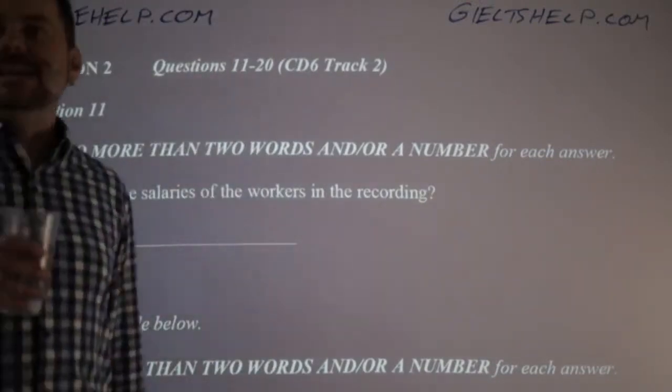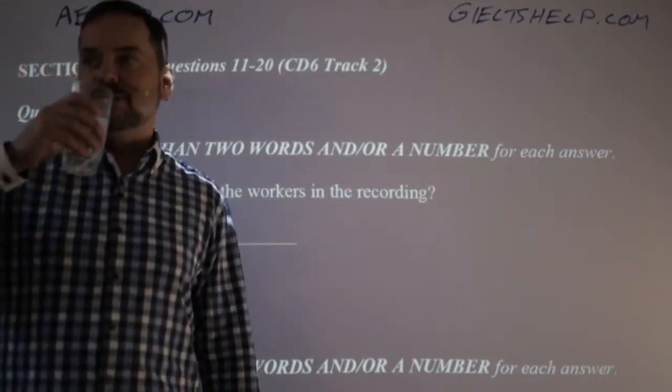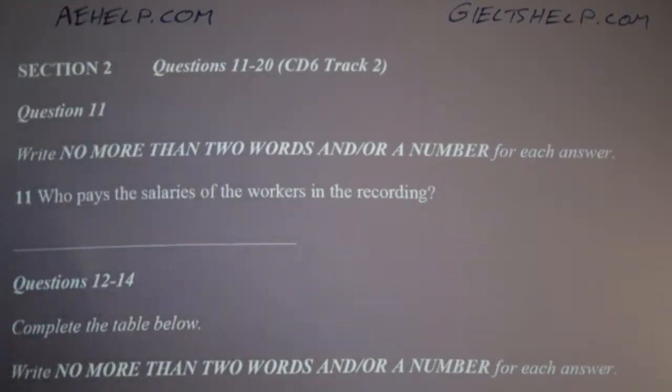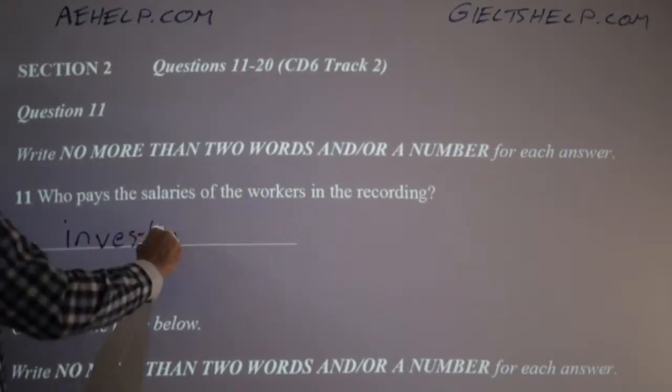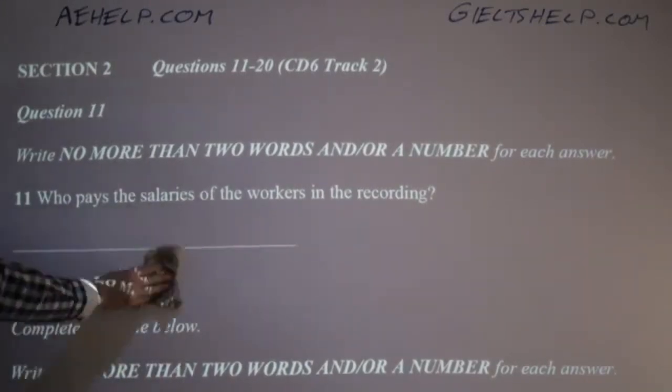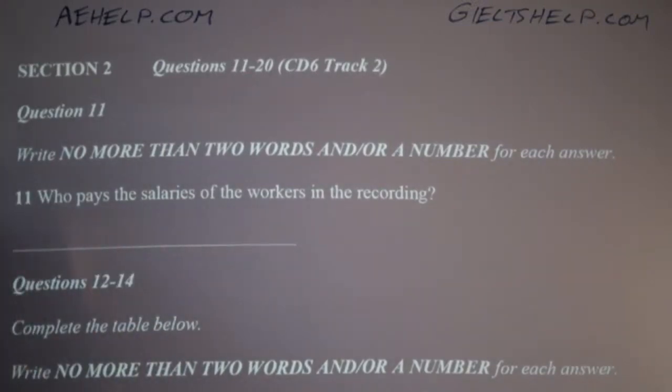Sammy says, the investors. Yeah, just investors is enough, Sammy. You don't need the article here. If you write the investors, they'll give it to you, but all you need is investors, okay? It's a regular common noun, and it is plural. Plurals are important. The S is very important here. So investors, okay? Investors, very good. Very good, Carolina, leading the charge. Okay, very nice.